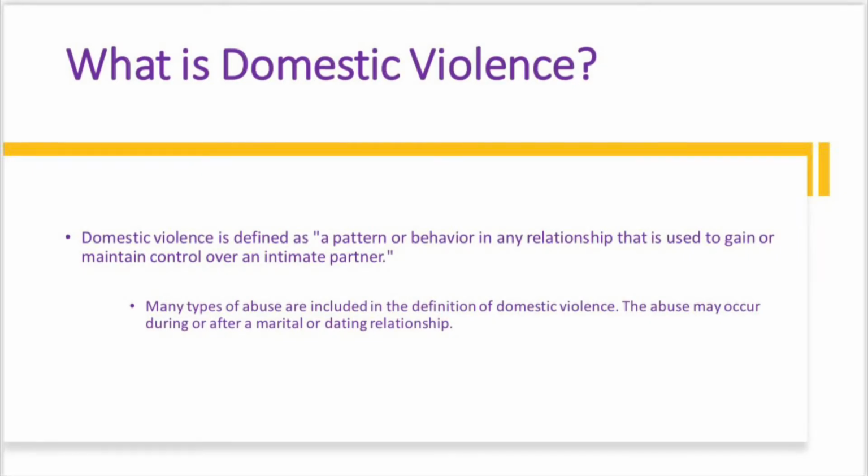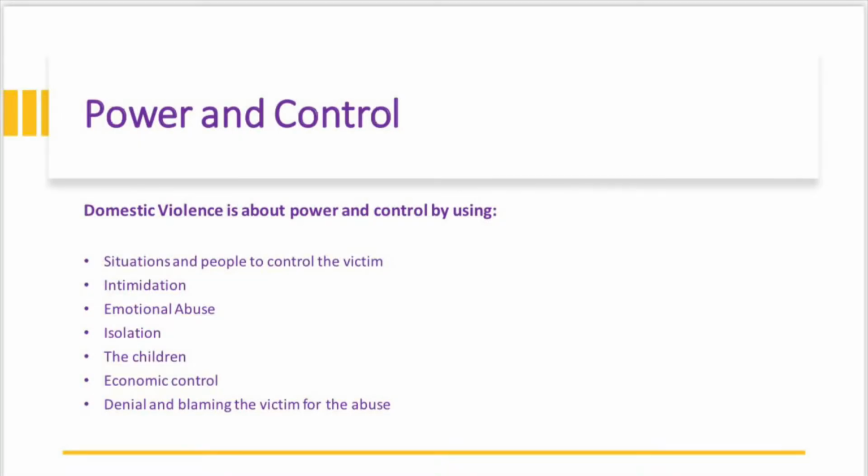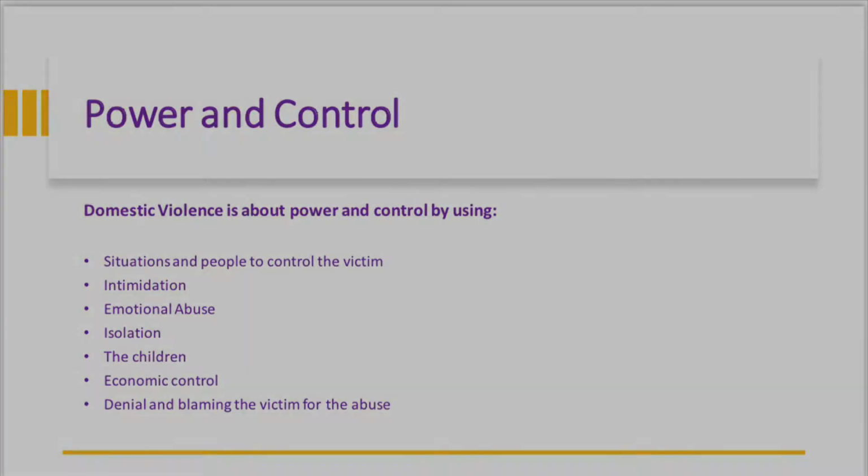Domestic violence is a pattern of abusive behavior in any relationship that is used by one partner to gain or maintain control over another intimate partner. The abuse may occur during or after a marital or dating relationship. Domestic violence is about power and control by using situations and other people to control the victim: intimidation, emotional abuse, isolation, the children, economic control, or denial and blaming the victim for the abuse. Remember, domestic violence is often subtle and almost always deceitful and pervasive.